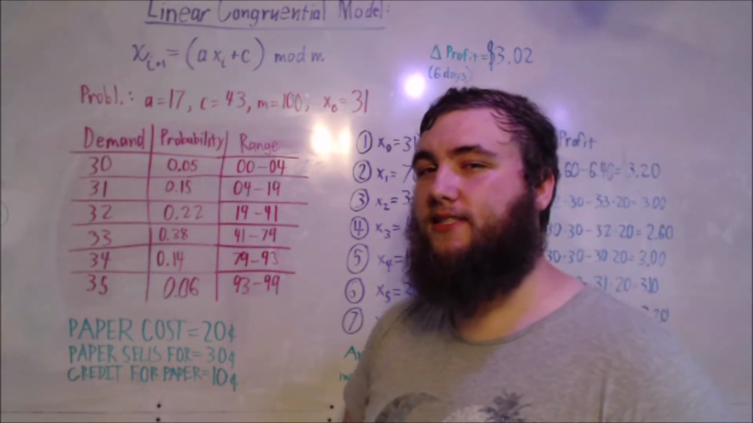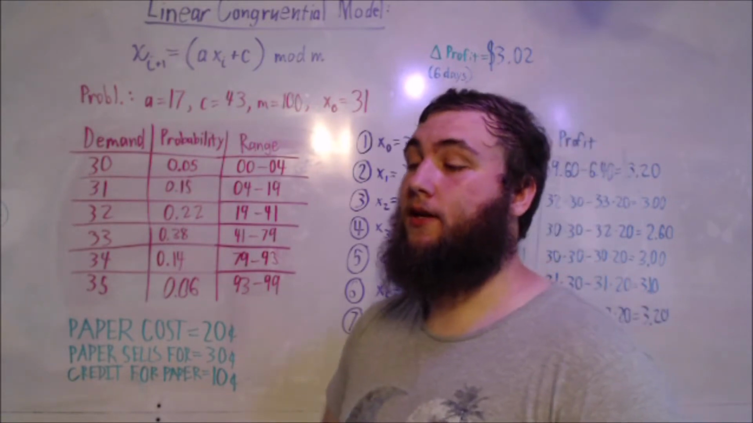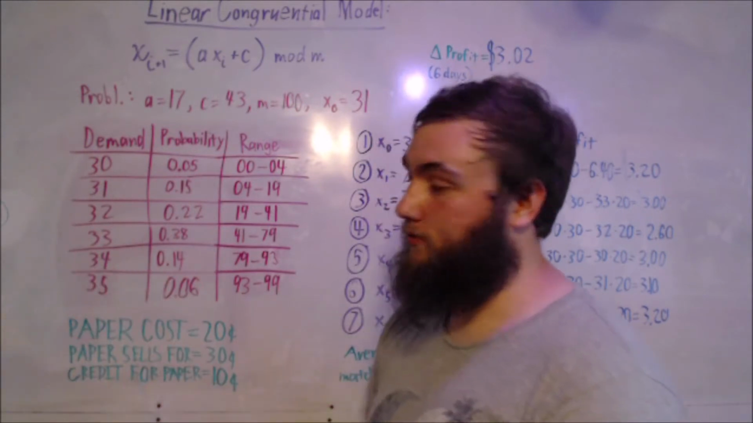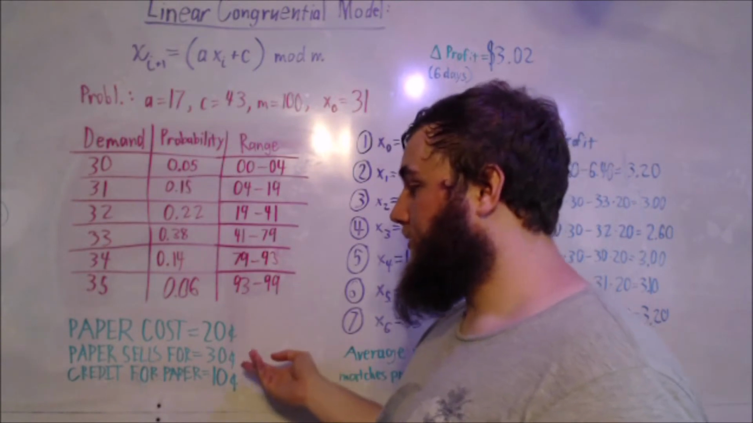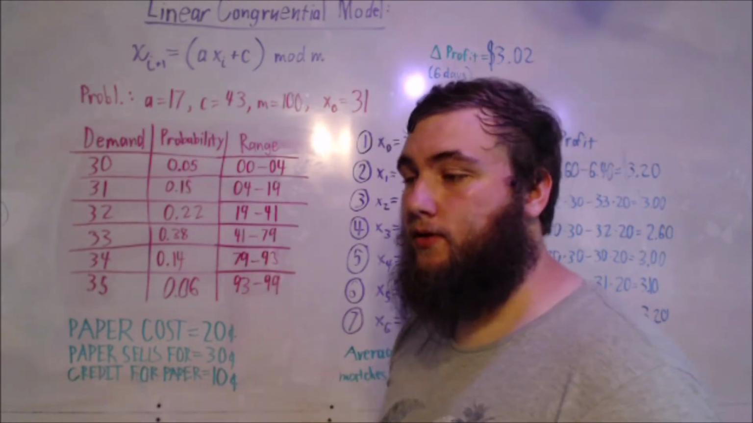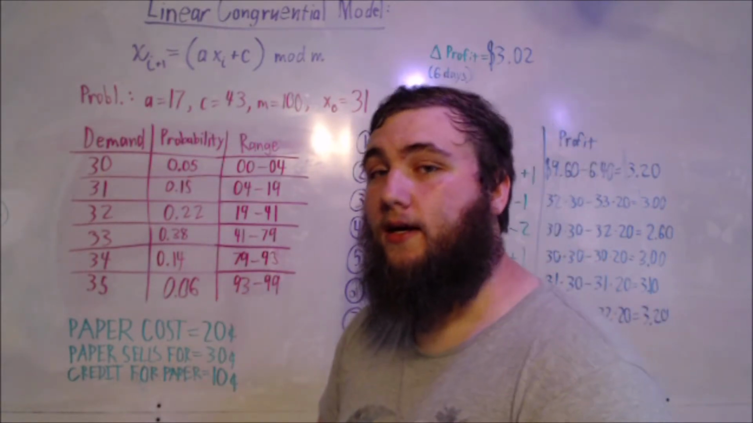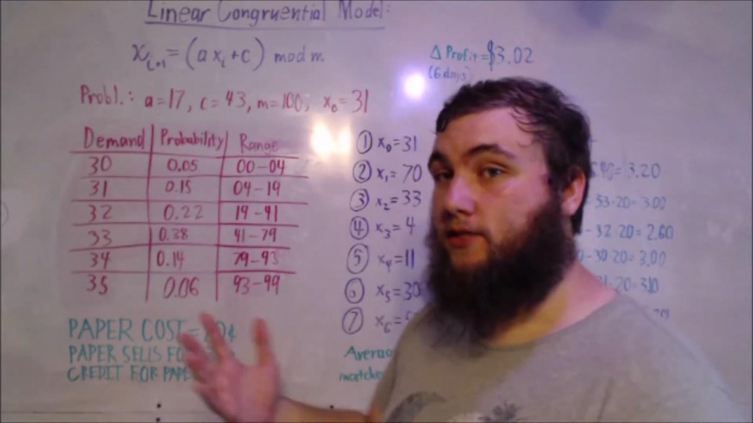Profit. What is profit exactly? I'll just remind you that profit is what happens when the amount you sell it for is subtracted by the amount it costs to produce. So in this example, the cost to produce paper is 20 cents, but paper sells for 30 cents. So if you sell one paper, you've sold it for 30 cents, but it cost you 20 cents, so you've only made a profit of 10 cents. So now that you have that in mind, let's move forward.